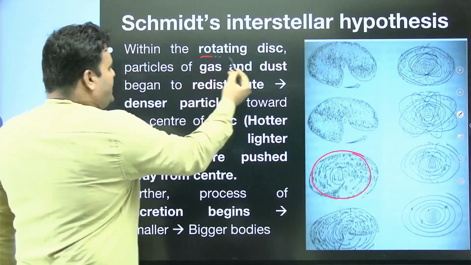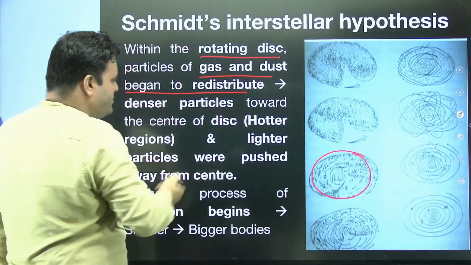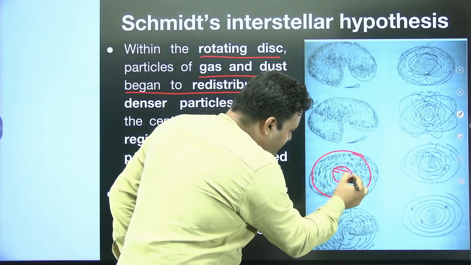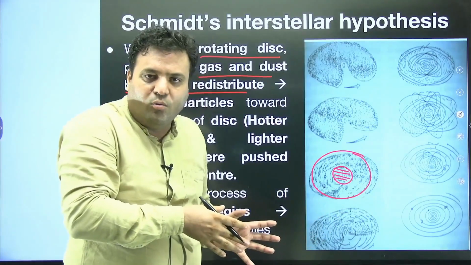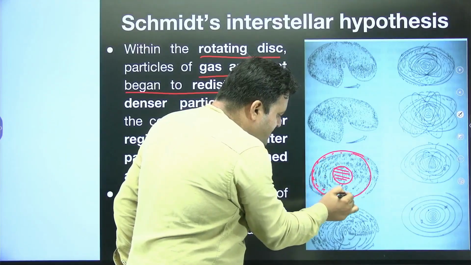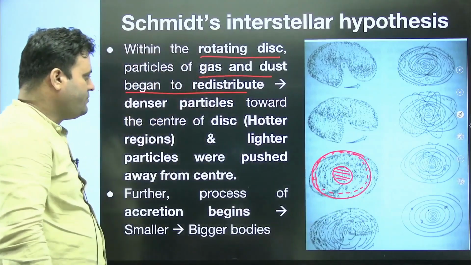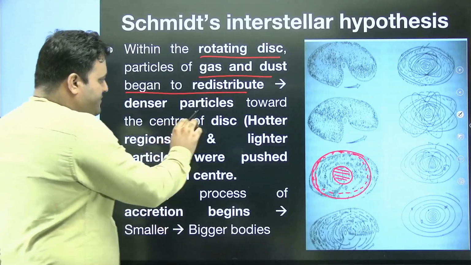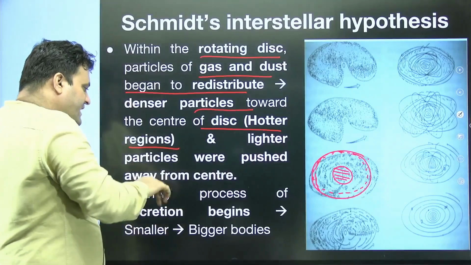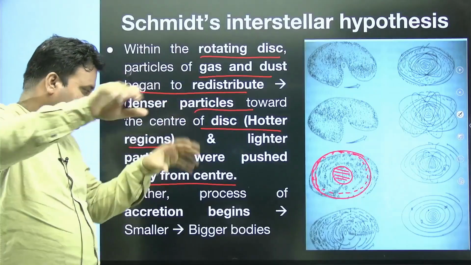So within the rotating disk, particles of gas, or let's say interstellar material, began to redistribute. As a result of this, what happened? The denser material moved towards the center, while the less dense material was on the outer part of this rotating disk. Denser particles went towards the center because there were hotter regions, and the lighter particles were pushed away from the center, on the outer portion of that disk shape.